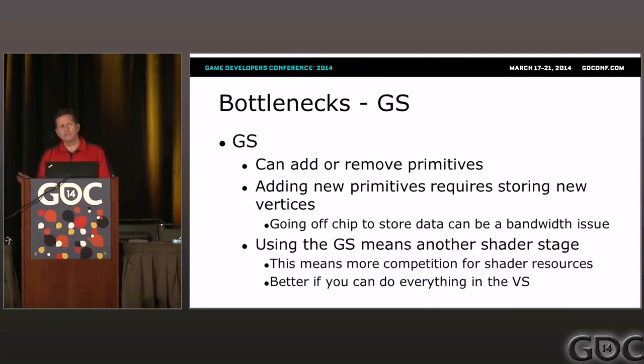Also, what you don't always consider is that when you start using the GS, it's another shader stage in the pipeline. And as I mentioned earlier, all of these shader stages are sharing the same resource, right? So there's really this competition for shader processors on the GPU. So by adding another shader stage, it means you're taking away from either a vertex shader or a pixel shader, for example. So if you can do everything on the VS, it's better to do it that way.